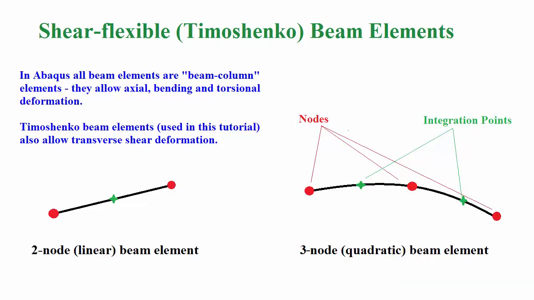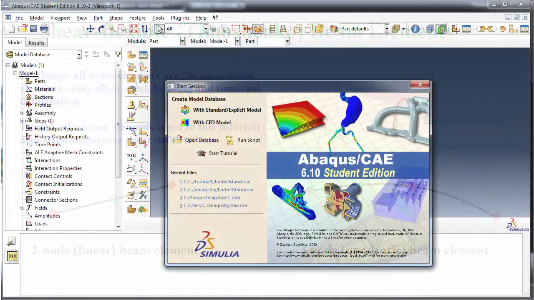Beam elements will be used for the analysis. These elements are good for modeling structures in which one of the dimensions, specifically the length, is much greater than the other two. All beam elements in Abaqus allow deformation due to axial loads, bending, and torsion, hence these are ideal for the problem we are simulating. So start up Abaqus and let's do this.